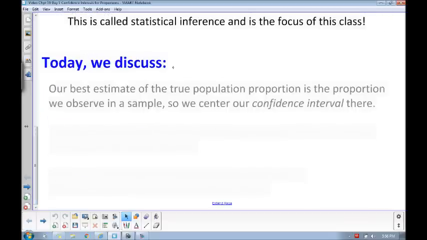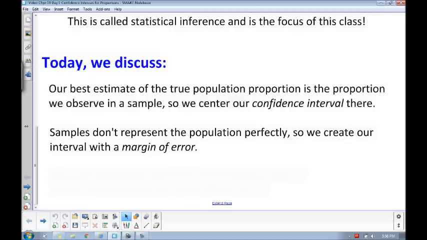So what we're going to be talking about here is the fact that our best estimate of a population proportion, remember a population proportion is not something we always know, so we have to estimate it, and that estimation is centered around what my sample gave me. And that estimation, just about between here and here, that is called our confidence interval.